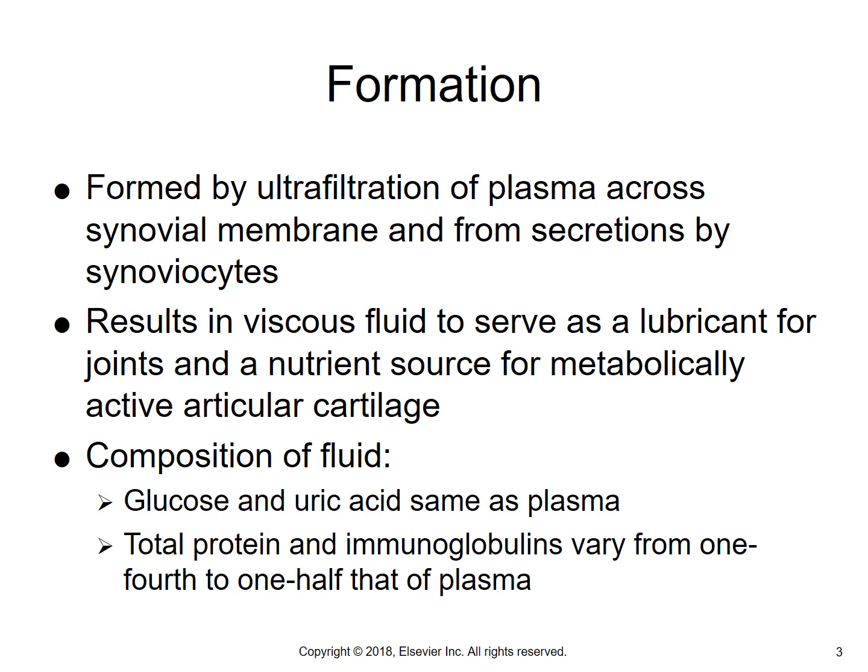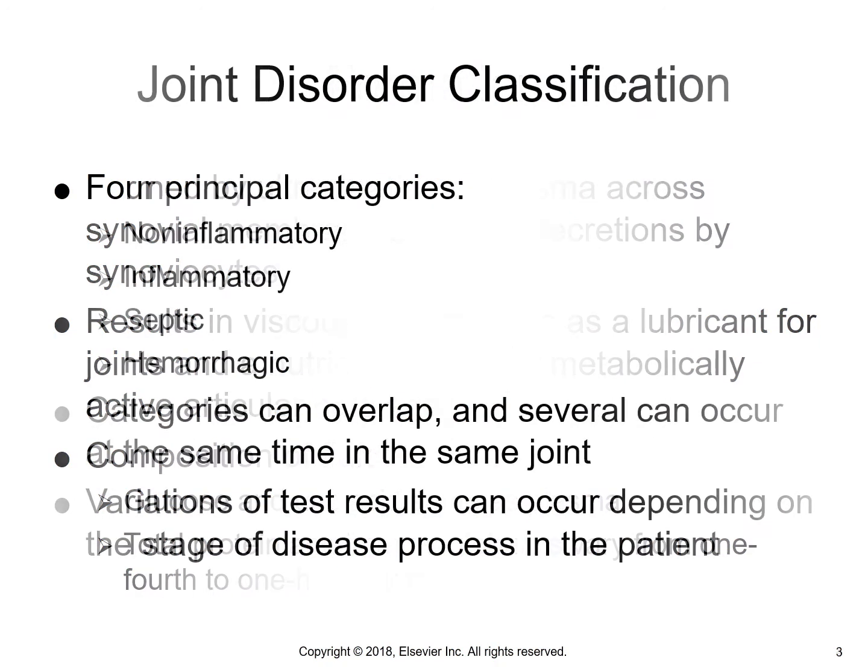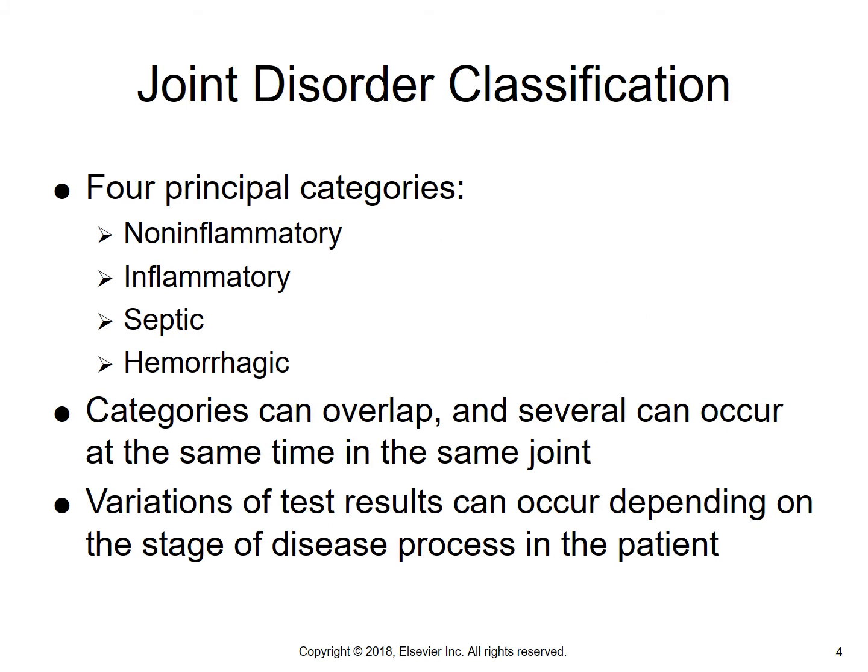The composition is really made up of glucose and uric acid that's similar to blood plasma levels, but its total protein and immunoglobulin concentrations are only 1/4 to 1/2 of that of plasma. Fluid group classification. So normally in synovial fluid, the normal color is pale yellow, clear, and viscous.